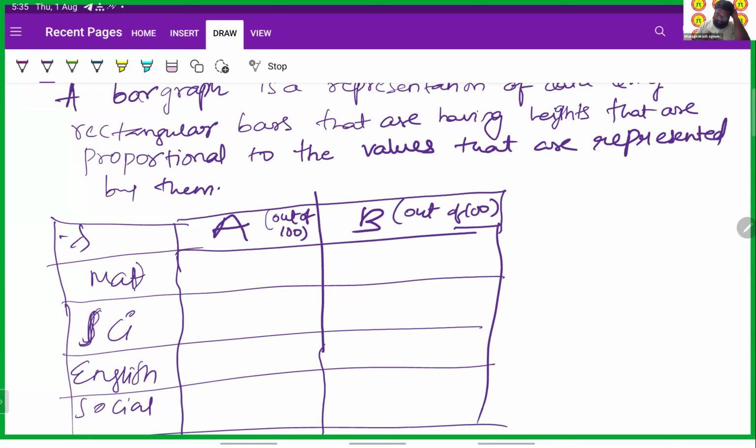A student got maths 90 out of 100, science 95 out of 100, English 92 out of 100, and social 91 out of 100. Whereas B got 90, sorry, it should be less, right?